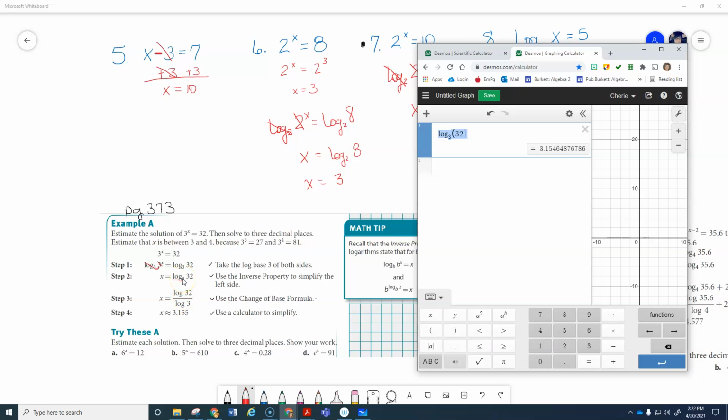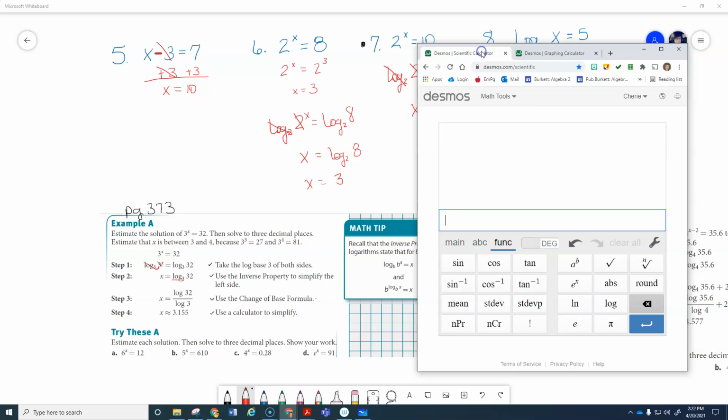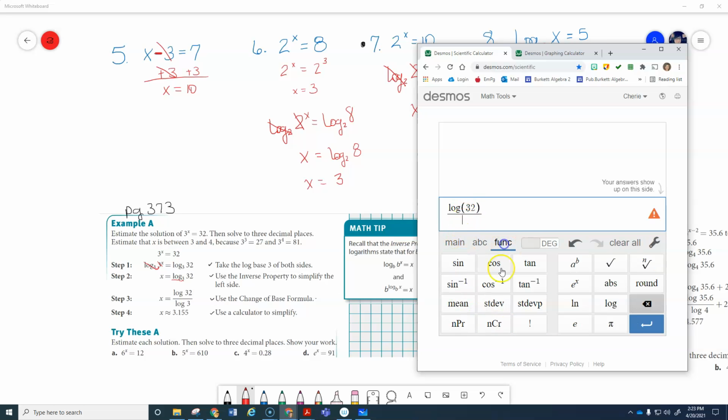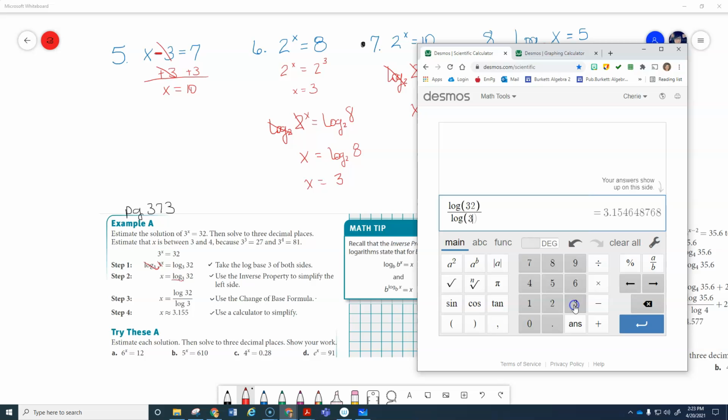Remember, put the base on the bottom, and then put log base 10 of 32 on top. And then you can use this scientific calculator. So if we were using the Desmos scientific calculator, we would do log of 32, and then we would say divided by, notice it just put it on top and bottom, made it a fraction for me, and then we would say log, or you could probably just type in log, and 3 on the bottom. And notice it comes out to be the exact same thing.